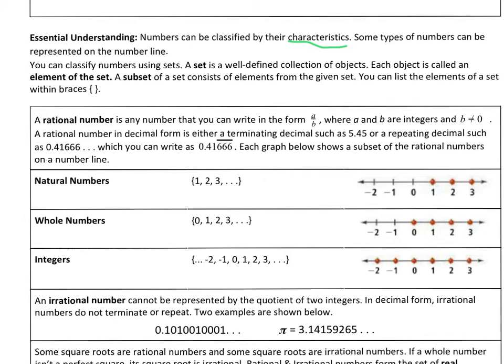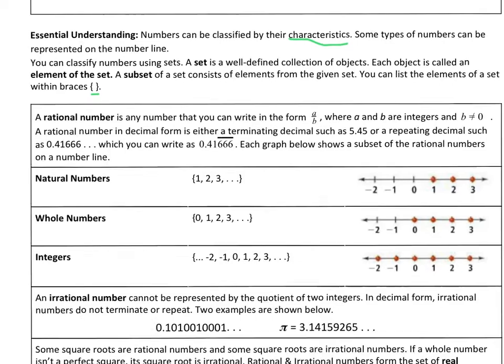Okay? So a set is a well-defined collection of objects. A subset is just a smaller set inside of a set, so a little bit more specific. So you're going to see this notation. We're going to list the elements of sets using those braces. Okay?